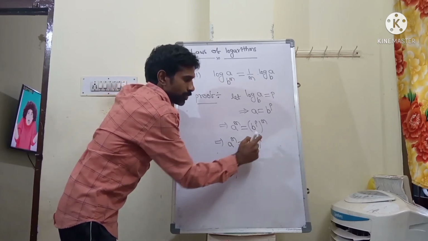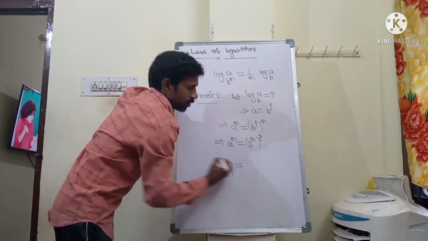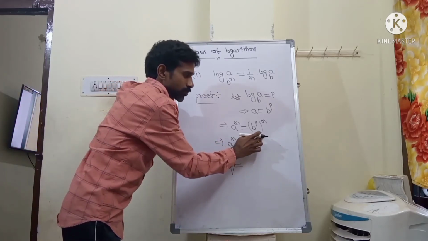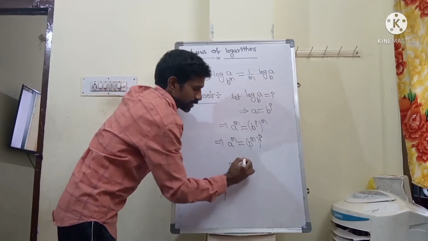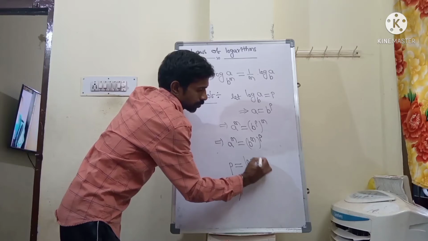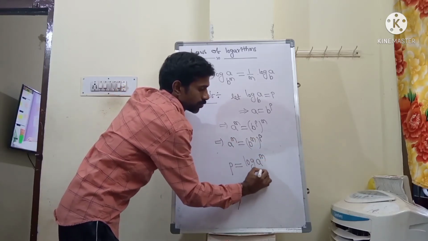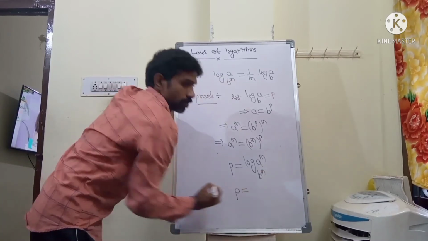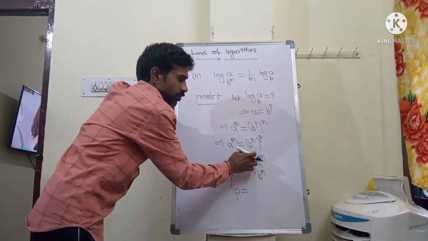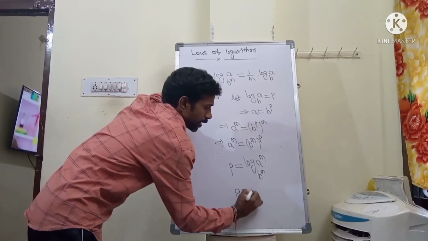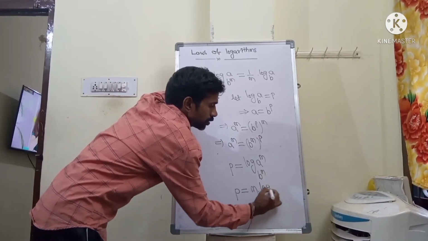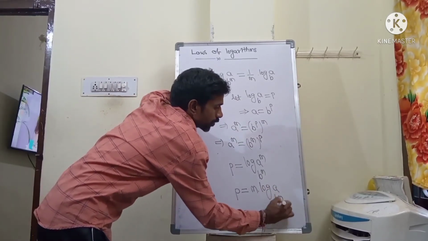Then this exponent p, I am writing in logarithmic form: p equal to the logarithm of a power of m to the base b power of m. P is equal to, apply power of logarithm. So m shifts to the front: m into log a base b power of m.